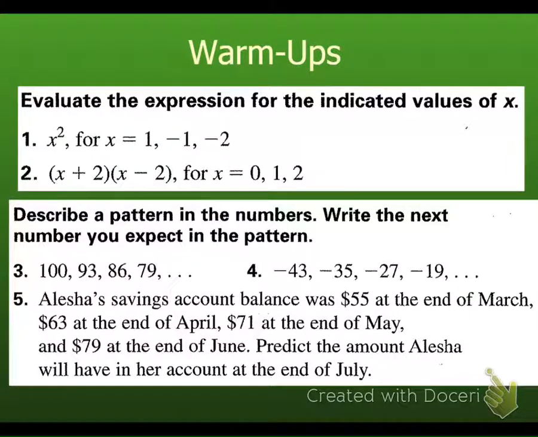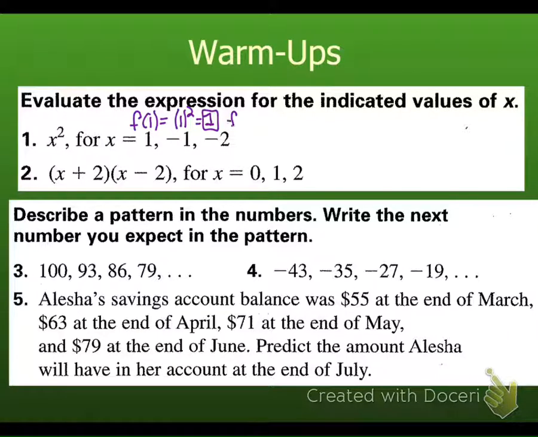So for our first part, it says evaluate the expressions x squared for x equals 1, x equals negative 1, and x equals negative 2. So for this, all we're doing is direct substitution. So I'm going to write it above. So we write f of 1 in function notation equals 1 squared. Can anybody tell me what 1 squared is? It's 1. Yep. Nice job.